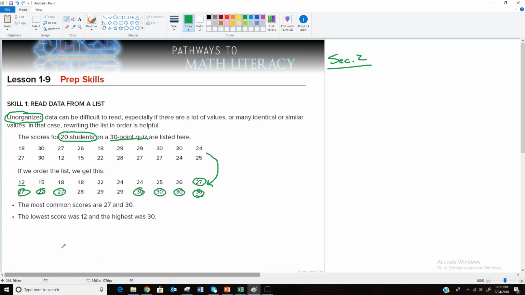But organizing that data from lowest to highest, and we could have done it from highest to lowest, it doesn't really matter. As long as it's organized, we're able to pick those patterns out and pick those details out better than in the original list.